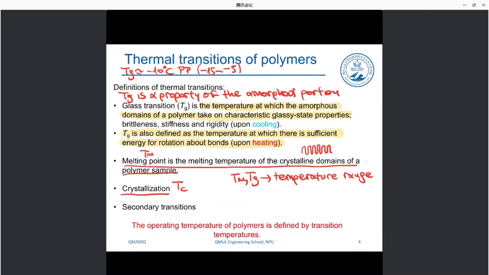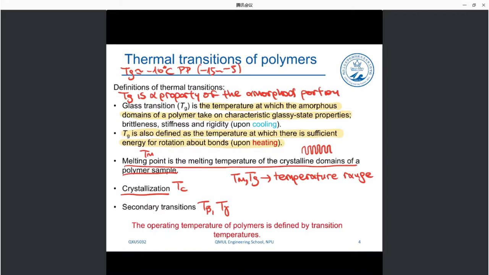And then we also have some secondary transitions, called T beta or T gamma. These are not too important. We will see later about secondary transitions. These have to do with the movement of the side groups or some very small movements at low energies, but they don't affect significantly the properties of the polymer, so we won't be looking into them very carefully.